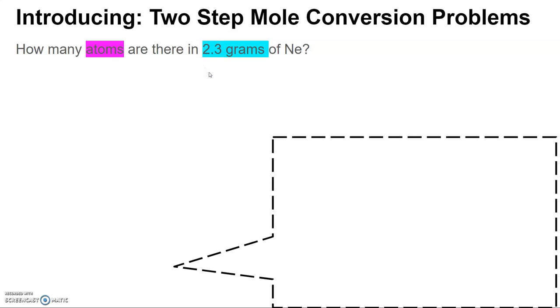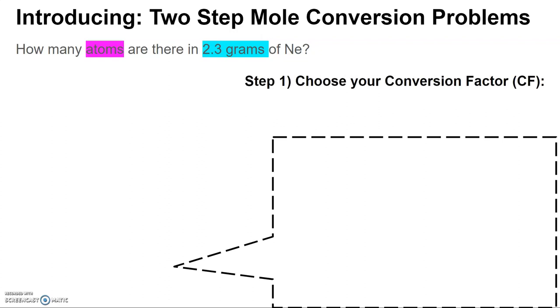Okay, so that's how we did it for one step. Well, what about for 2 steps? So first of all, let's look at an example problem. How many atoms are there in 2.3 grams of neon? Okay, so the steps are pretty much the same.